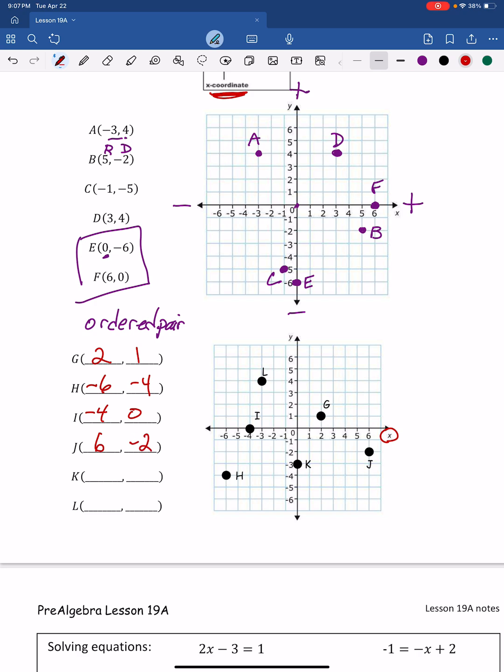K, this is one of those special ones because it's on the y-axis. So if I start in the center, do I go left or right? No. So that x part is going to be 0 and down to negative 3. L, follow the path. If I go left 3, that's a negative 3. I'm going up 4, so that's a positive 4. So that's just maybe a quick review on how to plot those points, and that will become important as we move into some slope work.